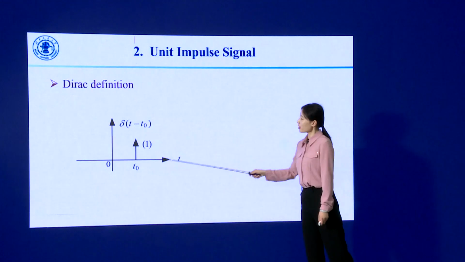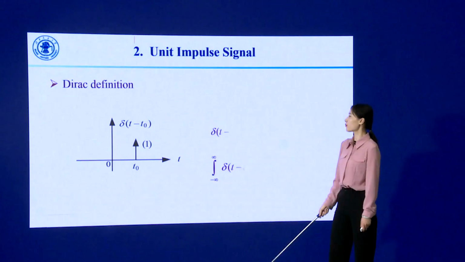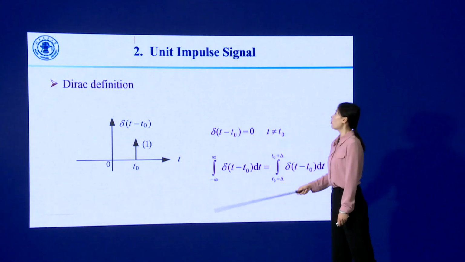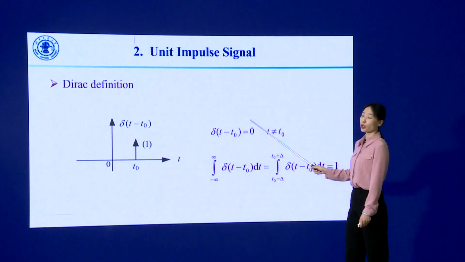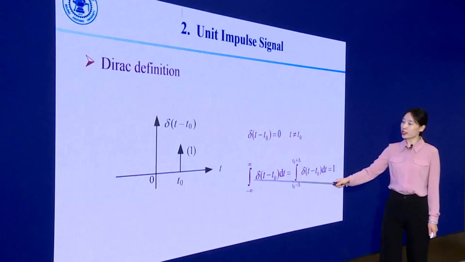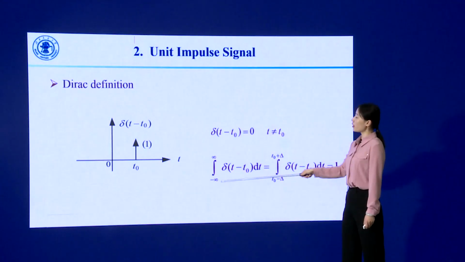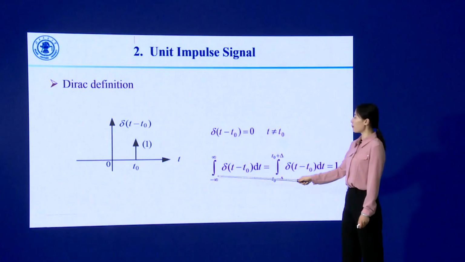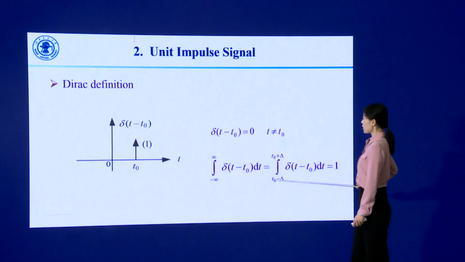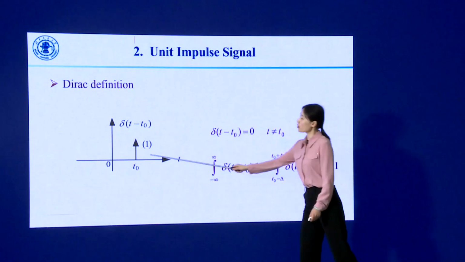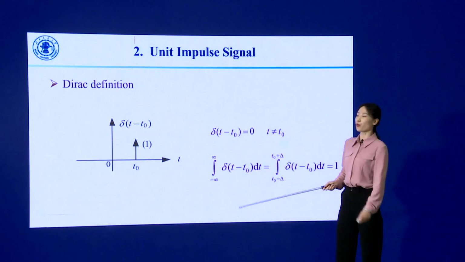Here is the time-shifting version of the impulse signal. For this signal, when t is not equal to t sub 0, the value is equal to 0, and the integration is equal to 1. Here, the integration interval may not always be minus infinity to infinity. If the integration interval includes this point, then this integration is equal to 1.